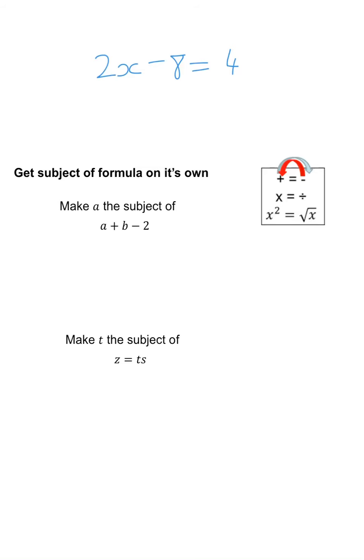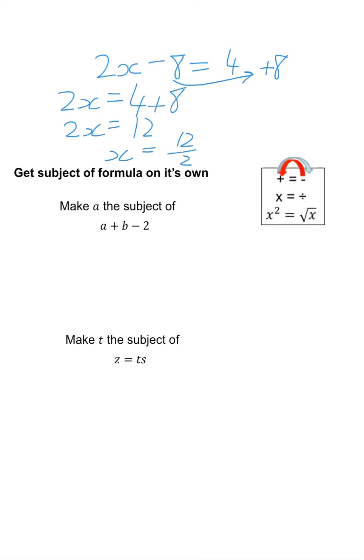So we have 2x minus 8 equals 4. And we bring the minus 8 to the other side, and it becomes plus 8. So now we have 2x is equal to 4 plus 8. So 2x is equal to 12. And x now is equal to 12 divided by 2. So x equals 6.